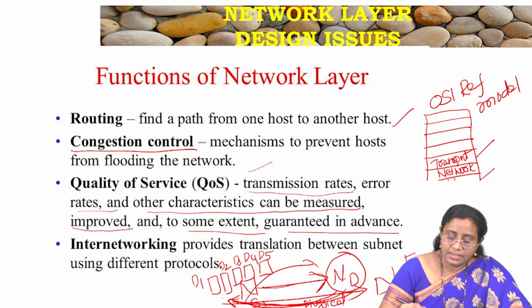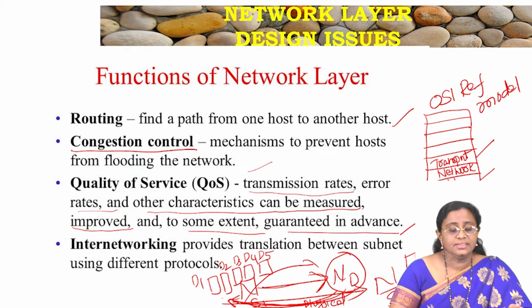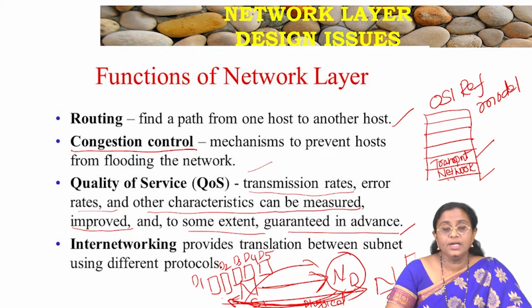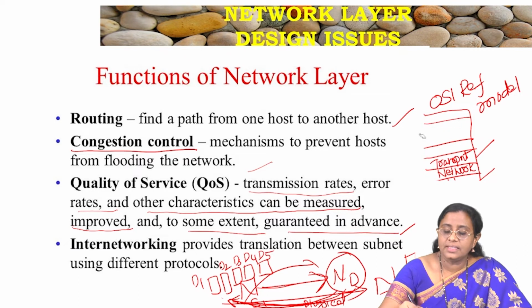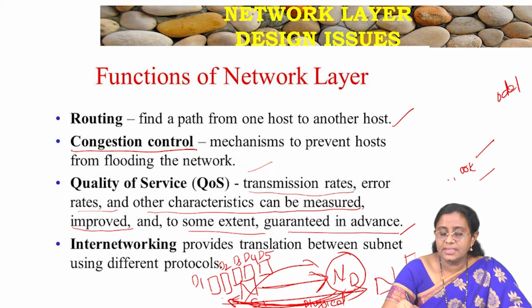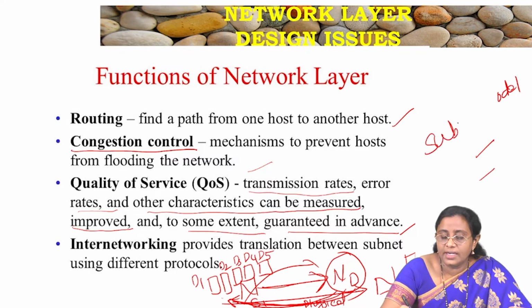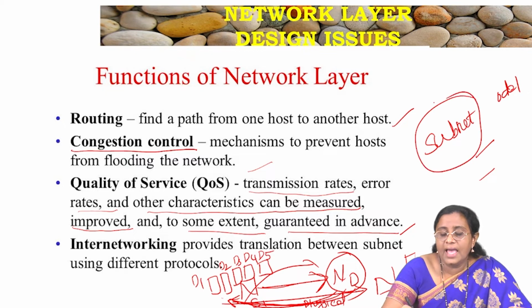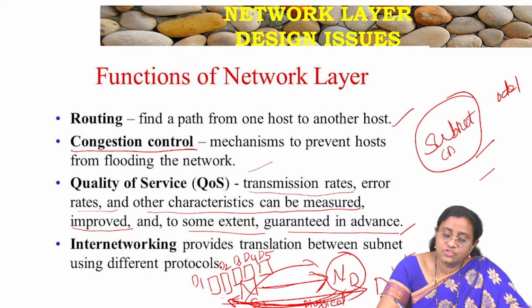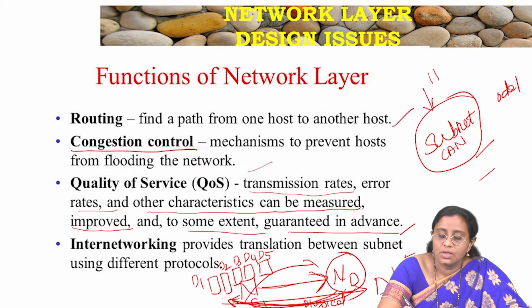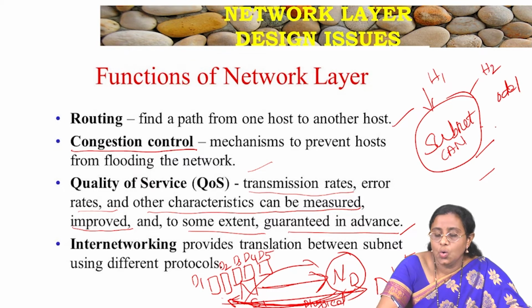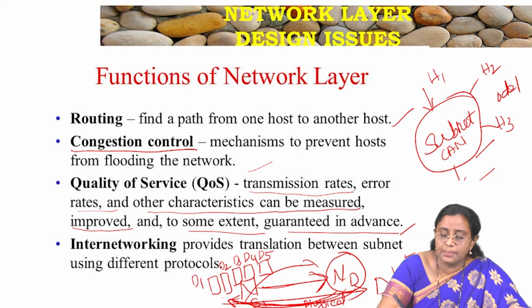Coming to the fourth functionality of a network layer, internet working. Internet working provides translation between subnets using different protocols. What do I mean by subnet? A subnet is nothing but a collection of hosts. If you take the example of a subnet, a LAN is a subnet which is interlinked with many hosts: host 1, host 2, host 3, host 4.